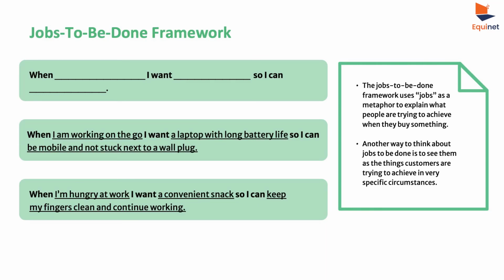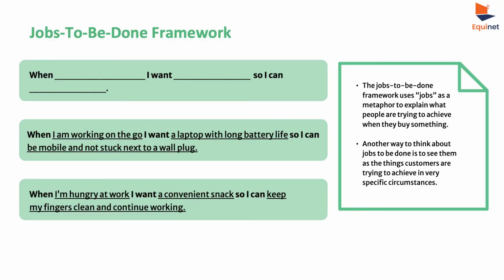Another way to view jobs to be done is to see them as the things customers are trying to achieve in very specific circumstances. What is the exact problem they're facing and how can it be solved? You can also look at it as a before and after comparison. Let's look at the next example.